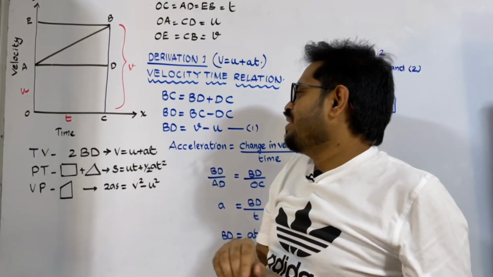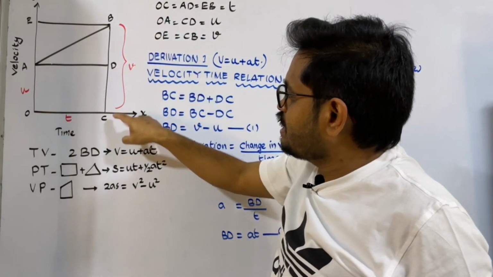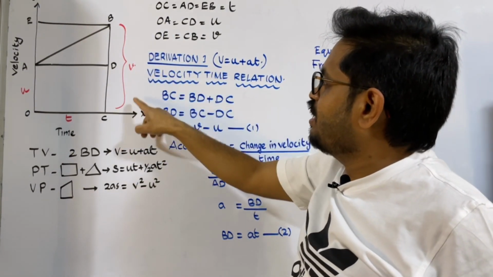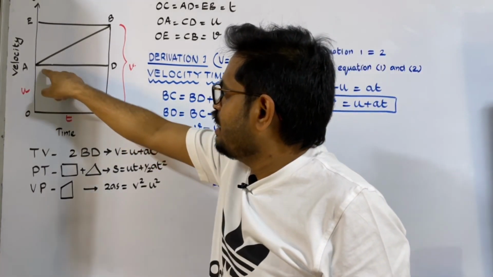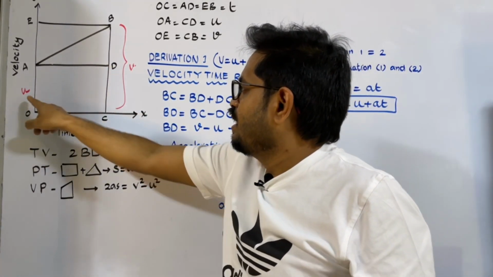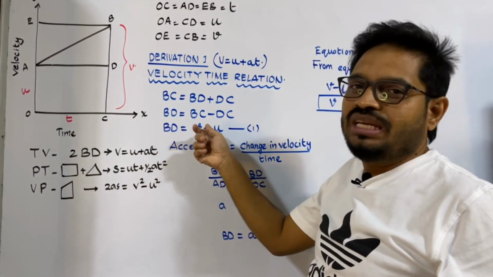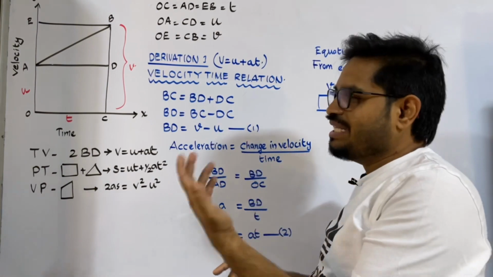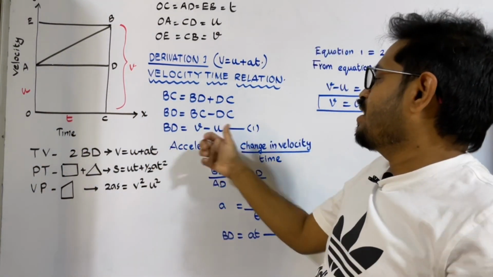Now from there, what is BC? Look guys, BC we already wrote, that is the final velocity. And what is DC? Look here, DC is the same as AO, which is the initial velocity. So bringing them together, BD is equal to V minus U. Instead of BC and DC, we put the final velocity and initial velocity formulas, and that is our equation number 1.